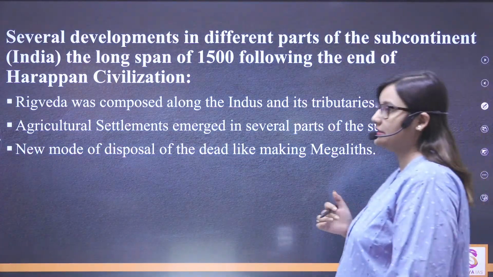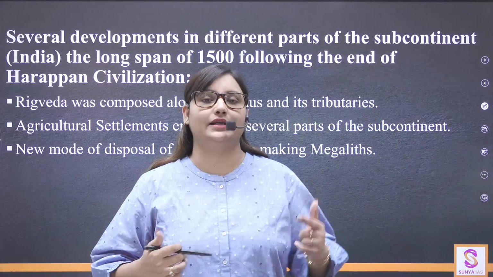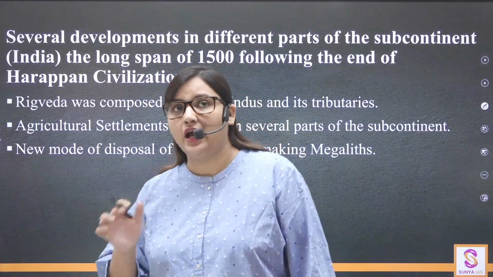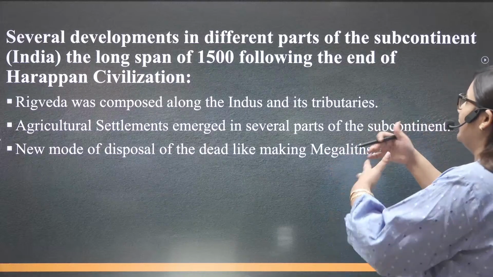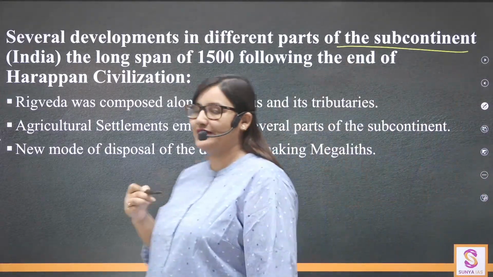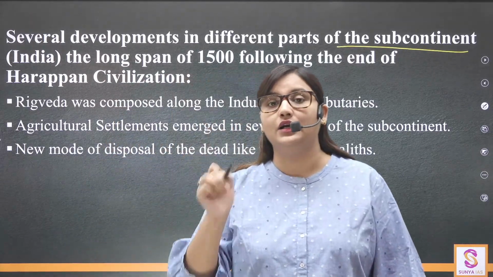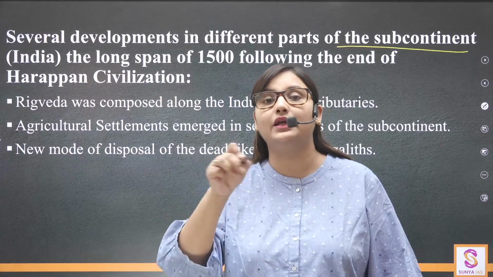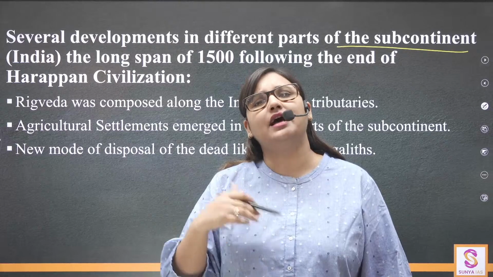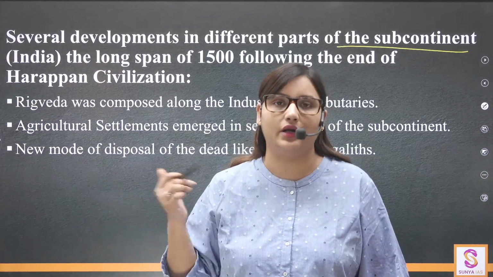Why is this chapter important? Because it connects you from the first phase of urbanization to the second phase of urbanization. As I told you, several developments happened in different parts of our subcontinent. When we say subcontinent, there is a difference. Subcontinent means you include the neighboring countries of India in the Indian subcontinent, and it has all the features of a continent. That's why we call it a subcontinent.